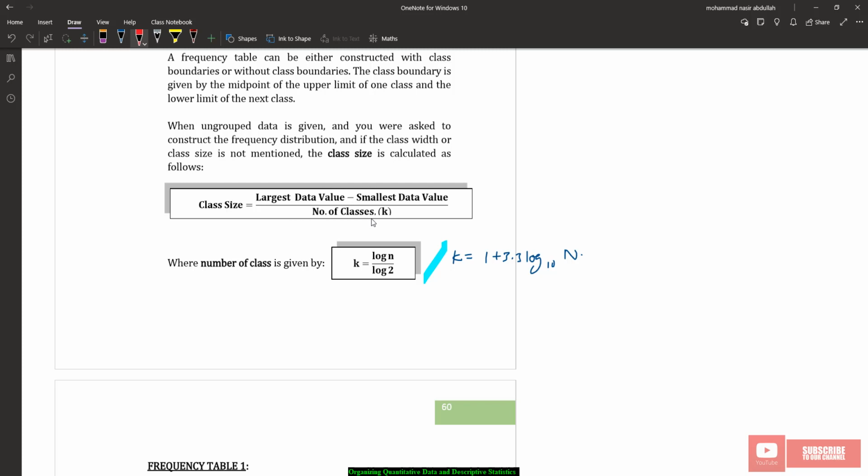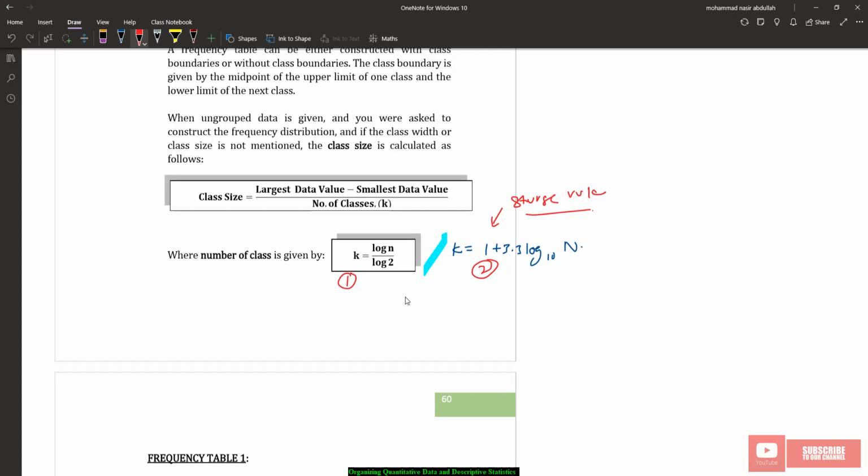So there are two formulas on page number 59. I already put formula number 1, and this is formula number 2. We can choose either one, but I prefer to use Sturges' rule, right? Another formula you can use is log n divided by log 2, right?